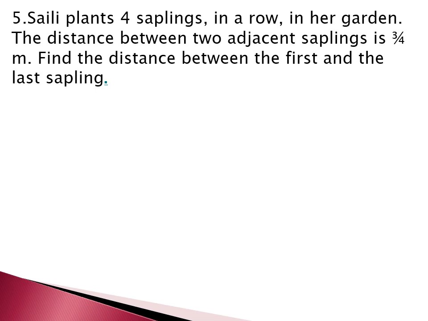Sally plants 4 saplings in a row in her garden. The distance between 2 adjacent saplings is 3/4 meter. Find the distance between the first and the last sapling. How many saplings does she plant? 4 saplings. And what is the distance between 2 saplings? 3/4 meter. Now what is asked there? The distance between the first and the last sapling. So let us see the solution now.